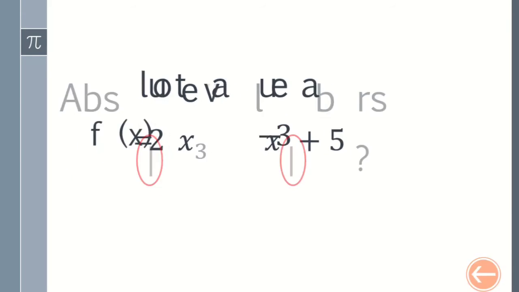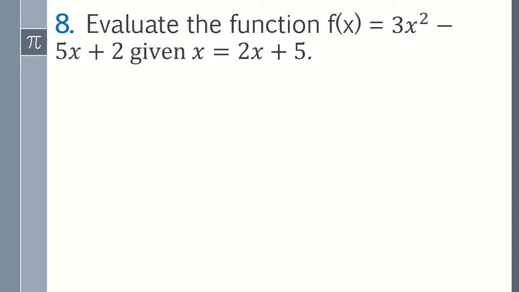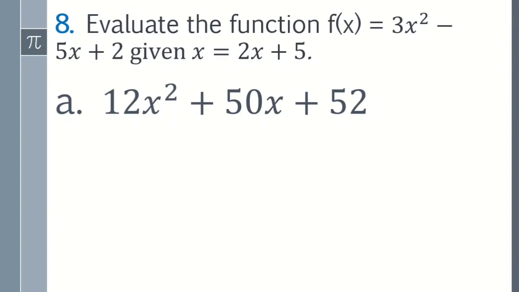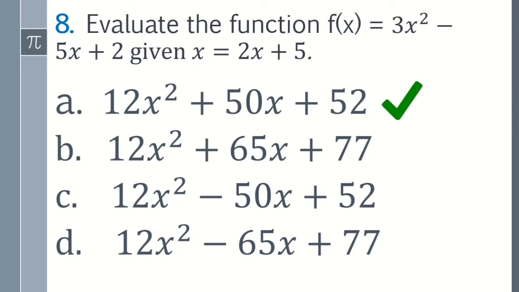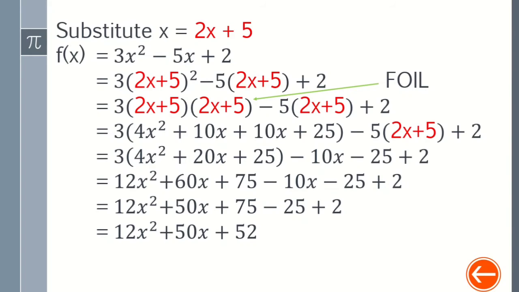Okay? Then number 8, evaluate the function f of x equals 3x squared minus 5x plus 2 given the value of x that is equal to 2x plus 5. Is it A, B, C, or D? The correct answer for this is 12x squared plus 50x plus 52. Okay, medyo mahaba yung sagot natin. Mahaba talaga. So, ang value ni x is 2x plus 5. Papalit natin siya kay 3x squared minus 5x plus 2.